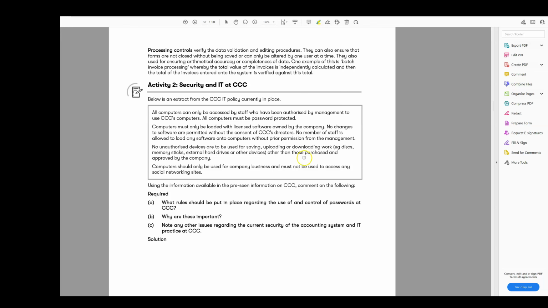For example, a disk, memory stick, external hard drive, or other devices, other than those purchased or approved by the company. Computers should only be used for company business and must not be used to access any social networking site. Now, obviously, this is just the information we have, but it's using the information available in the pre-seen information on CCC. Comment on the following.